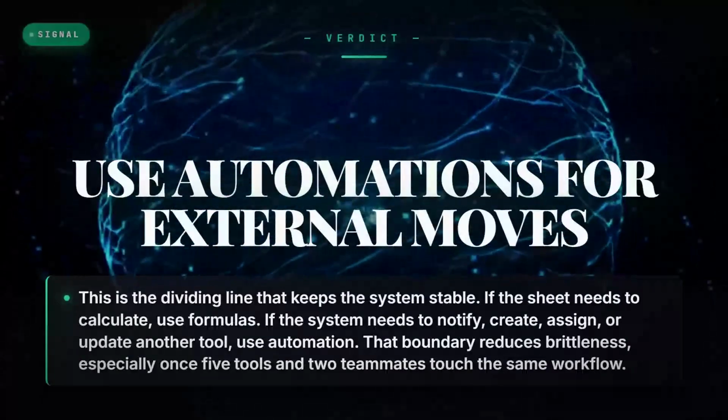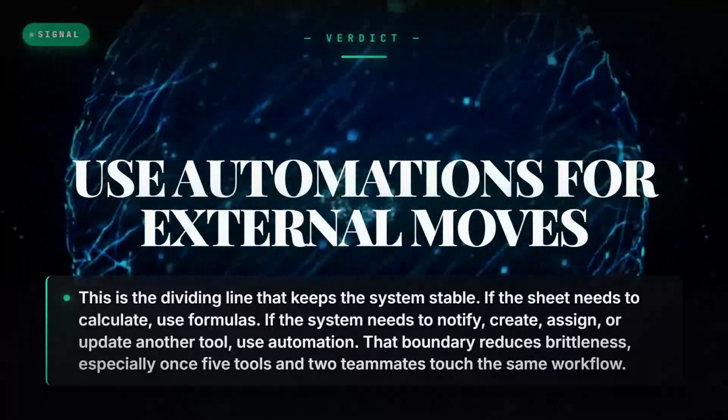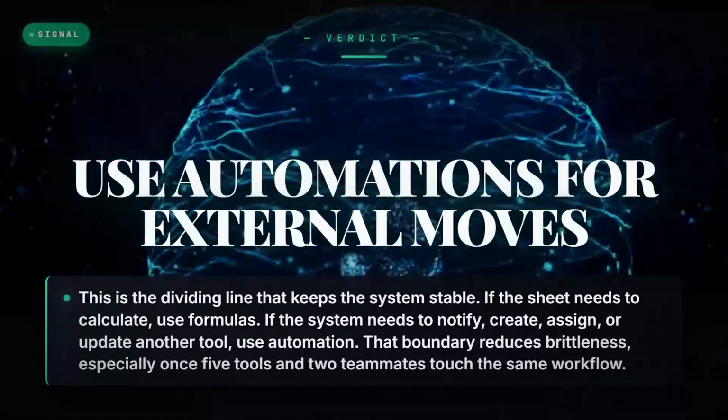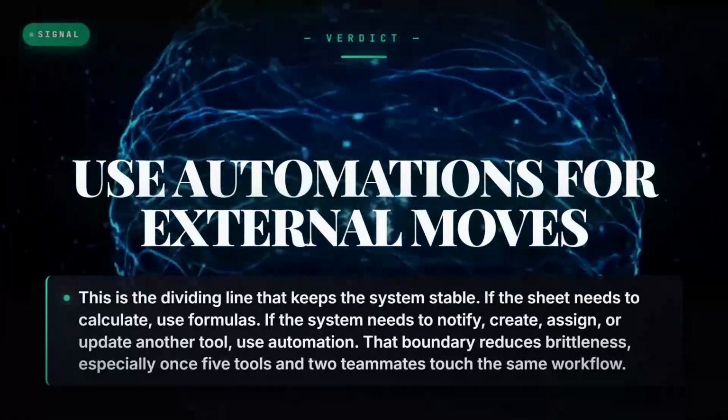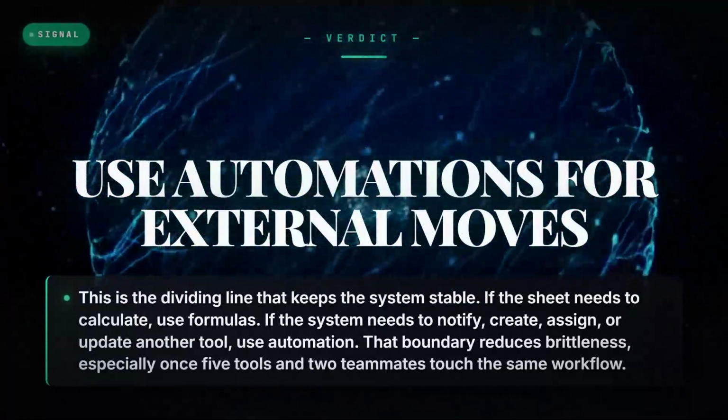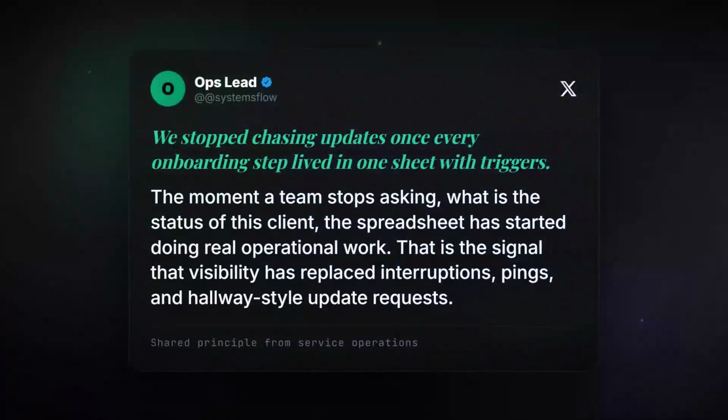If the sheet needs to calculate, use formulas. If the system needs to notify, create, assign, or update another tool, use automation. That boundary reduces brittleness, especially once 5 tools and 2 teammates touch the same workflow. The moment a team stops asking, "What is the status of this client?" the spreadsheet has started doing real operational work. That is the signal that visibility has replaced interruptions, pings, and hallway-style update requests.